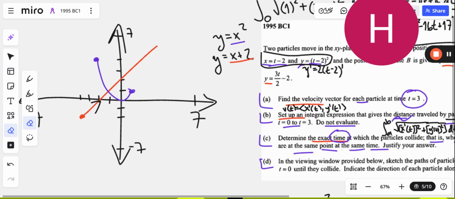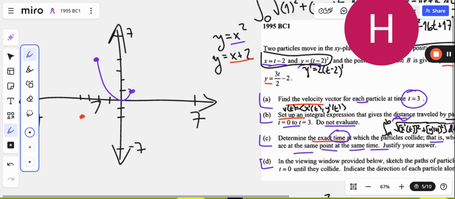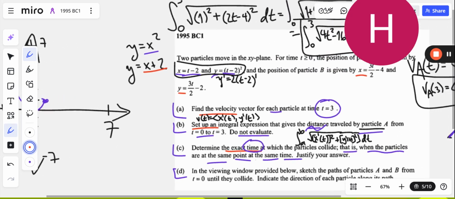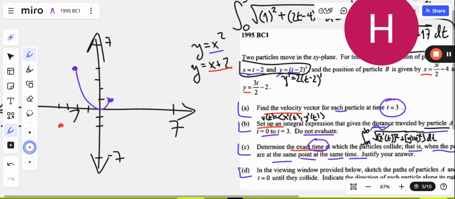And let's see, how far is this line going to go then? If I plug in 3, I get 9/2 minus 2, which is like 5/2. Okay, so it will have just crossed, barely. Something like that. There's the direction. That indicates the direction from left to right on both of these.